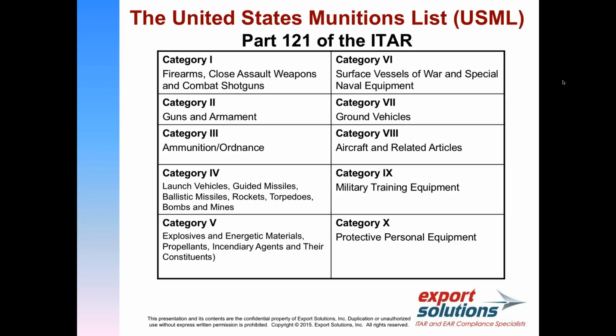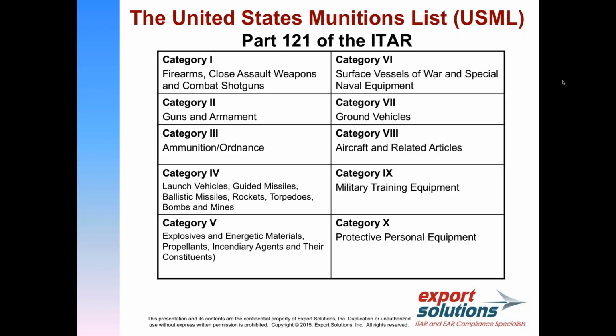5 is explosives. Some of these look like they might overlap. That's why you have to actually read the USML descriptions, because you may think it's in Category 4, but it turns out because of the explosives and materials, it may be Category 5. Nothing resides in more than one category, so it's going to be one or the other, or it's going to be on the EAR. And it goes on and on.